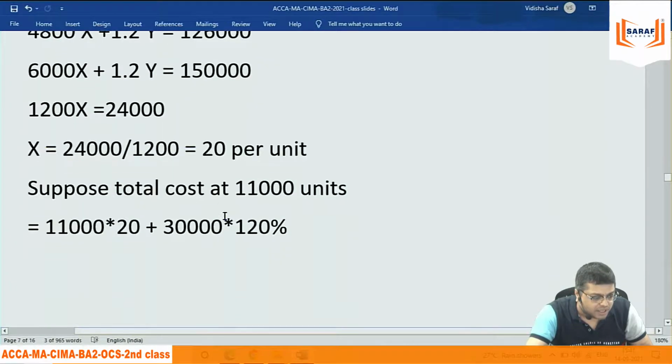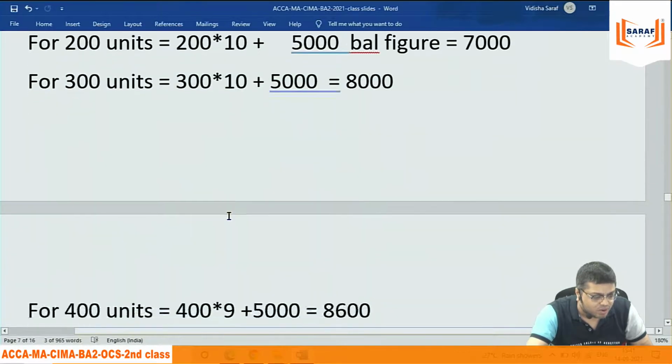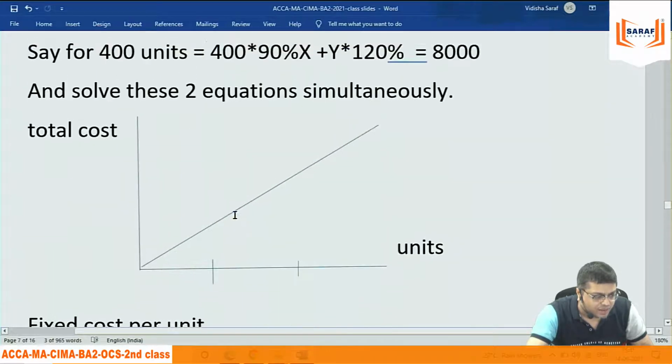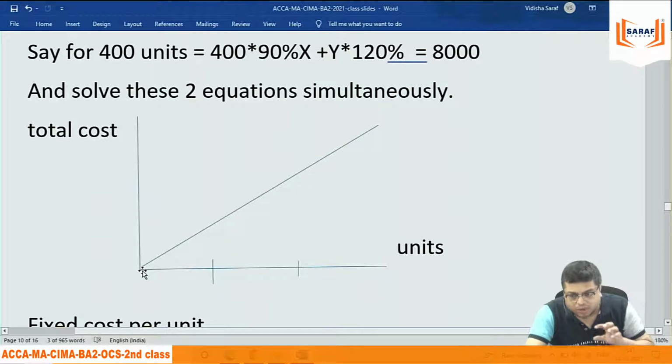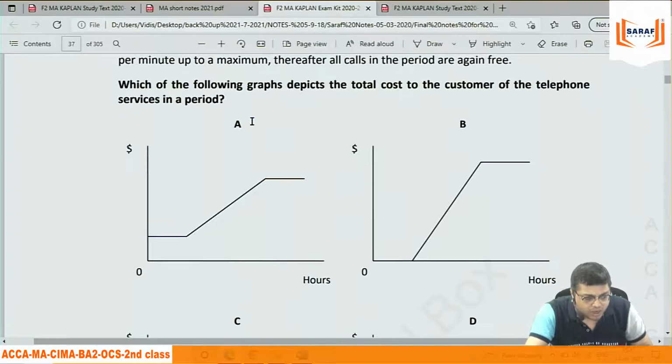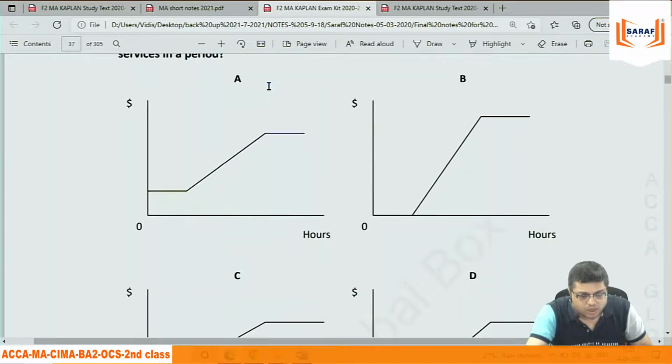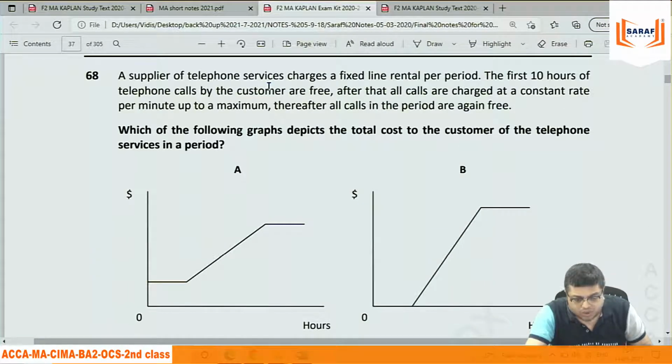When I have drawn the line for variable cost, why is the line starting from the origin? Because if the production is zero, cost is zero. Are they saying in the question that if I am not making any calls, then my total cost will be zero?